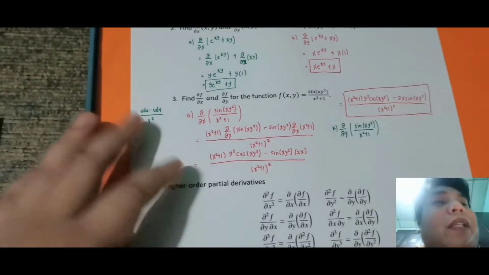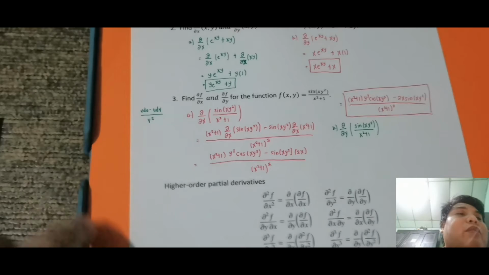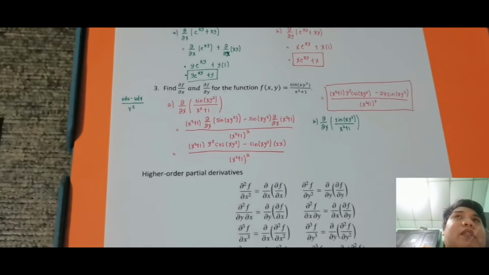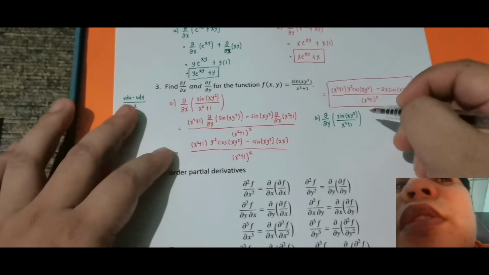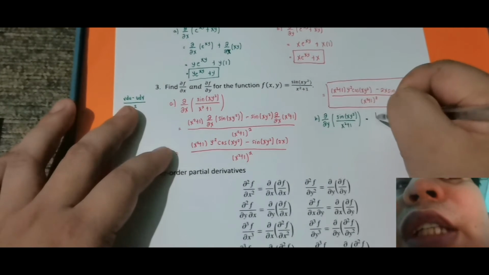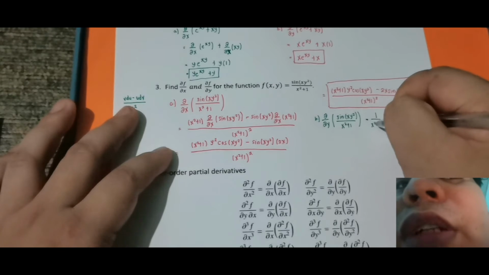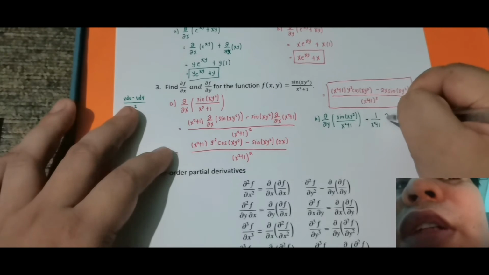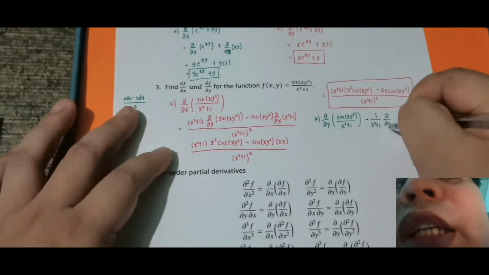So mapapansin mo, ang meron lang variable y is nasa numerator. So, typically, yung x squared plus 1 is parang constant, or meron siyang constant na 1 over x squared plus 1. So, typically, parang ganito lang siya. Constant, lalabas ko lang yung constant. This is 1 over x squared plus 1, kasi ang kukunin ko lang is yung partial with respect sa y.